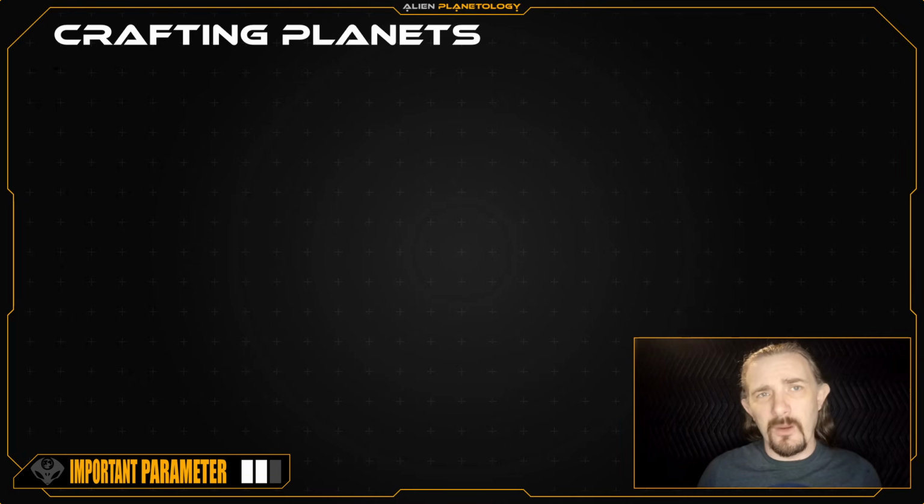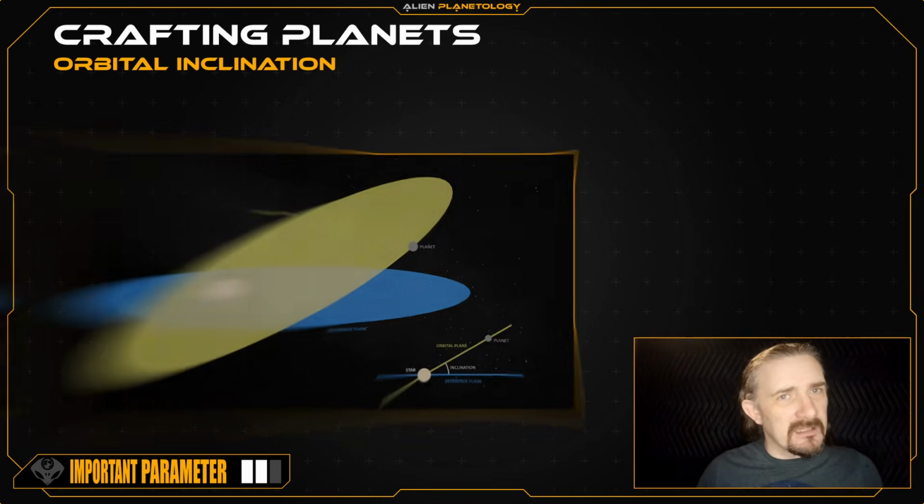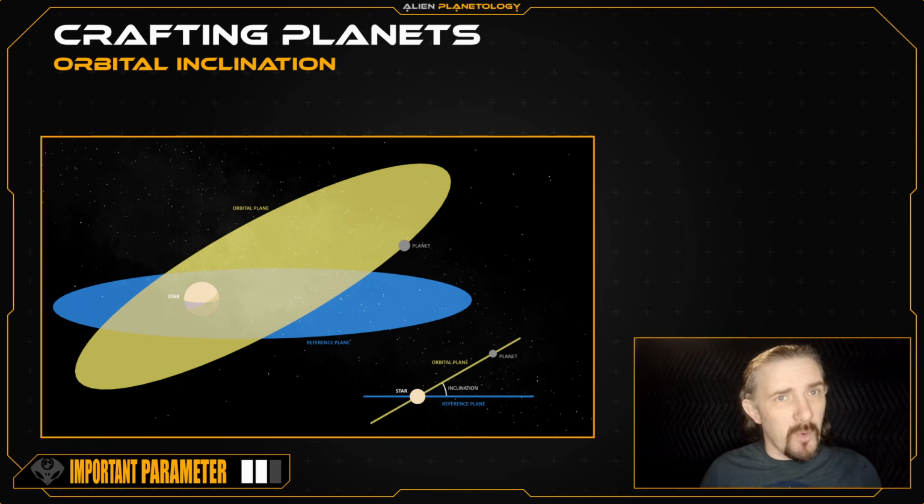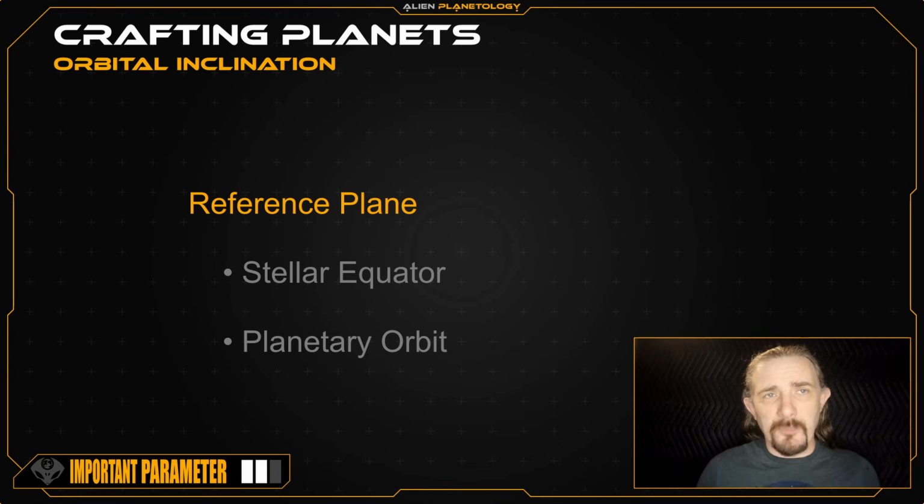The first parameter that we're going to define for our planet is its orbital inclination. This is just the angle at which our planet's orbit is tilted relative to some reference plane. Now, what you use as the reference plane is up to you, and you have a couple of options. One option is that you can use the equator of your system's star to define the reference plane. This is the method that I prefer to use as it's simple, intuitive, physically significant, and keeps you from having to define an obliquity for the star.